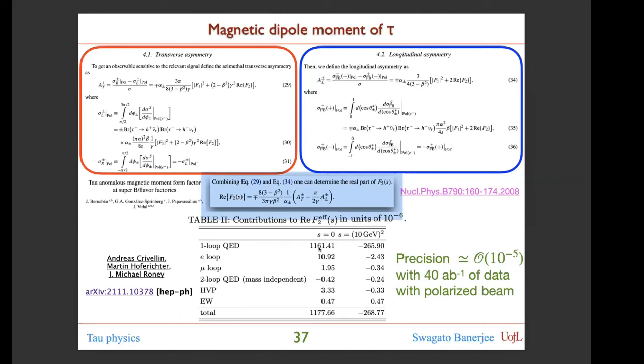The contributions of F2, the standard model expectation at 0 and 10 GeV squared, is shown in this table. And the units of this are 10 to the power minus 6. Given the fact that most of the systematics will cancel when we try to measure this kind of asymmetry, with 40 ab^-1 of polarized beam data, we expect to obtain a precision of the order of 10 to the power minus 5 or even better.